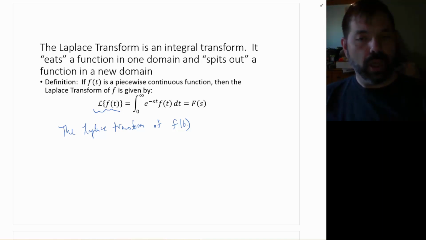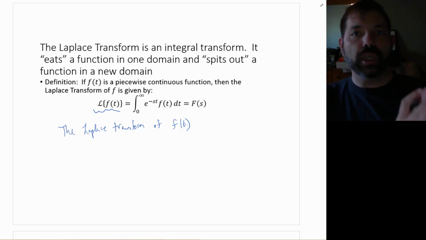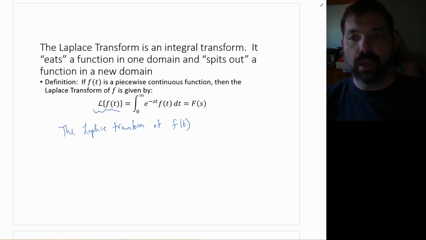One important thing: our original function is in the t domain. We apply the Laplace transform, and we get a new function in the s domain. Those letters aren't important, but they're generally what are used. So now let's see some examples of finding the Laplace transform.